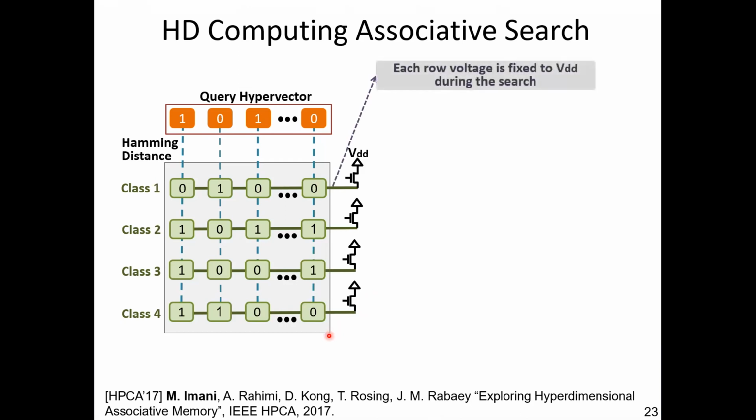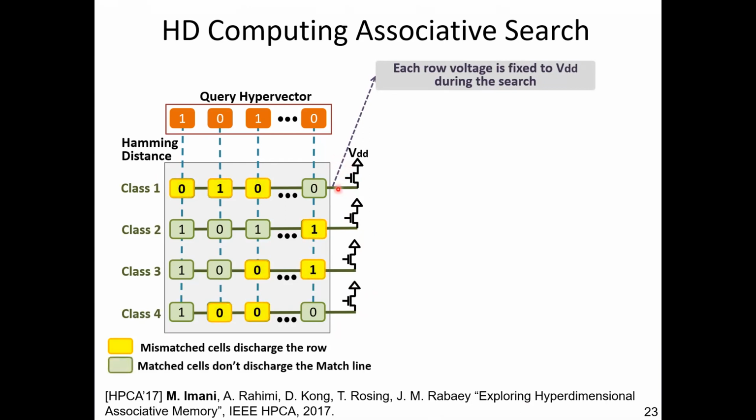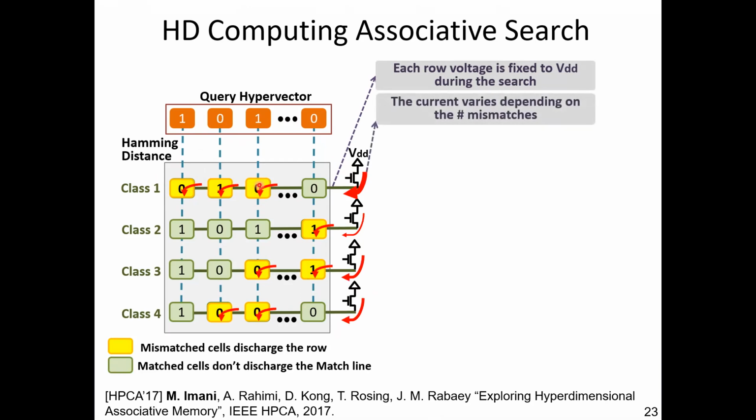What we have done, we added one transistor to every line, which is connected during search. So it fixed the voltage of every green line here to VDD during search. Depending on the number of mismatches that the query has with every line, the yellow cells show mismatches. You can see they don't match. These start discharging a green line. The more mismatches, the higher the current passing through the access transistor.